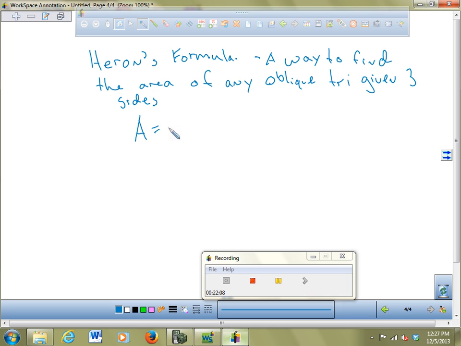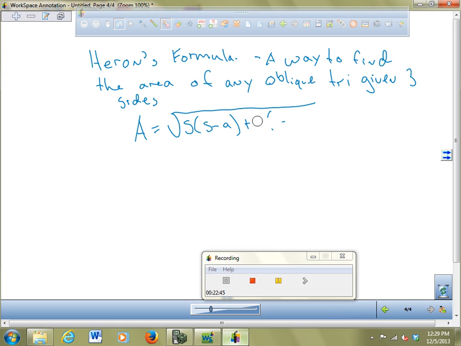Area is equal to the square root of S times S minus A times S times... Is it times or plus? I gotta remember. I better make sure I wrote that down. I thought it was plus. Maybe it's times. Hold on a second. Oh, I better pause. I messed up. It is times. That's the way I had it in my notes. Okay? Times S minus B times S minus C.